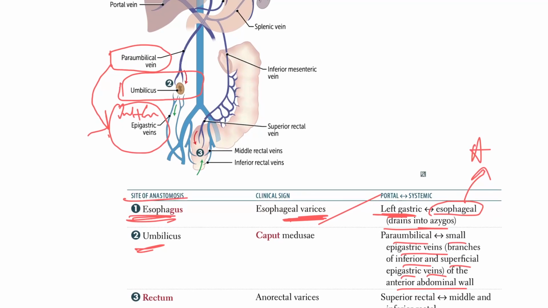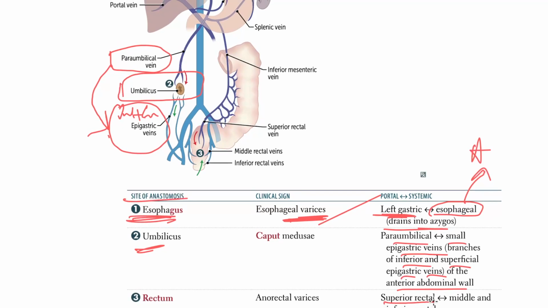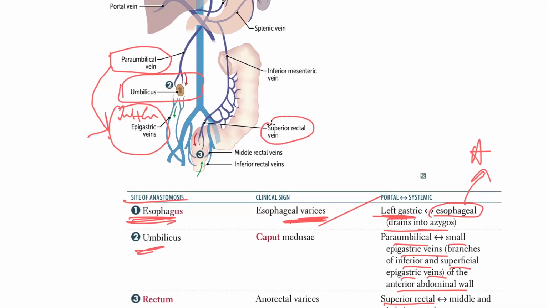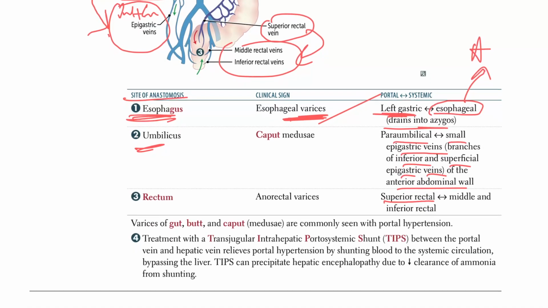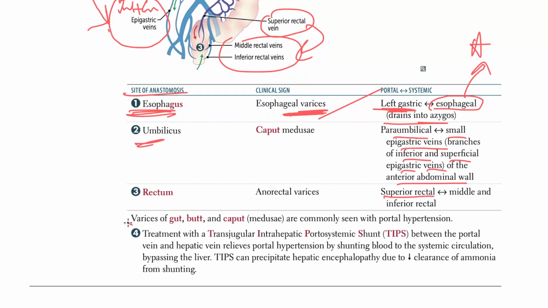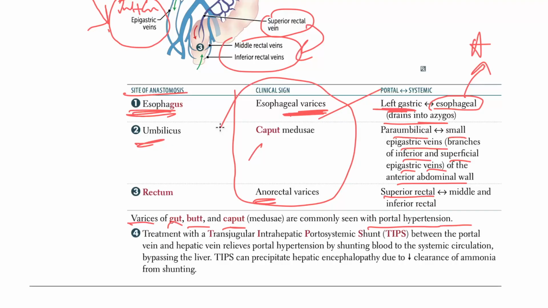The third thing is the rectum. In the rectum, you have the superior rectal vein going into, where is the superior rectal? It is right here. It is going into the middle and inferior rectal veins. So if you have varices now, the varices of gut, butt, and caput medusae are commonly seen with portal hypertension. So you will have varices seen in these areas if you have portal hypertension.